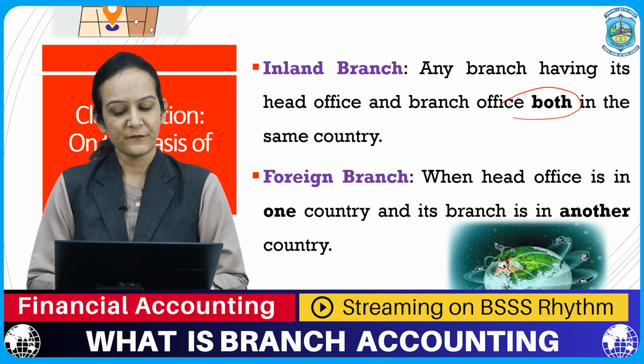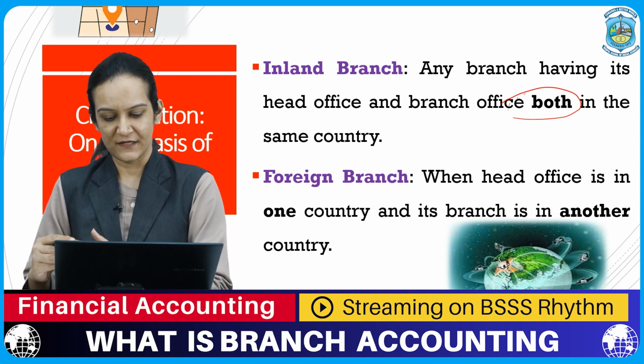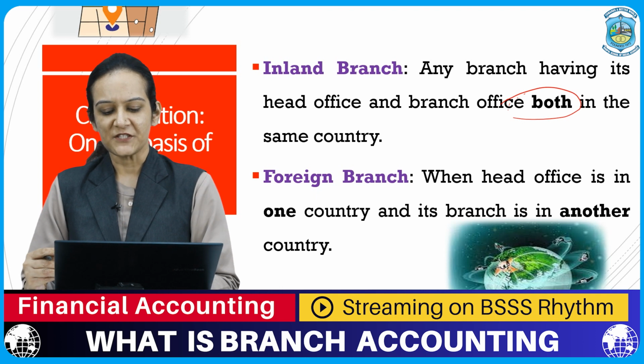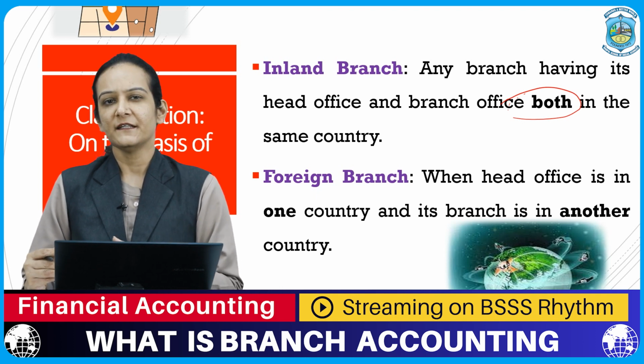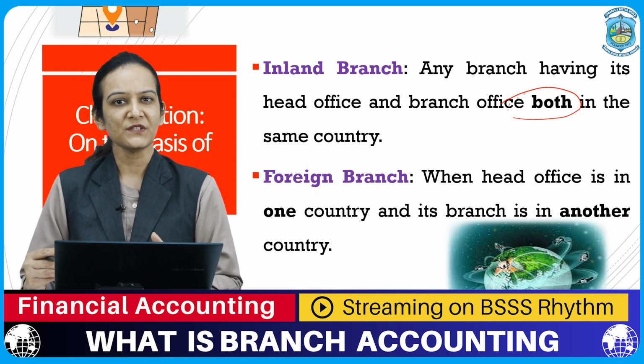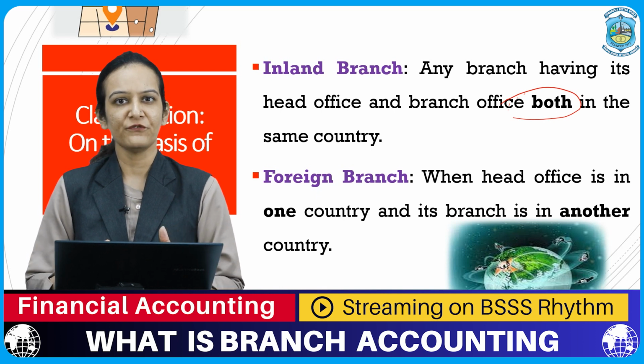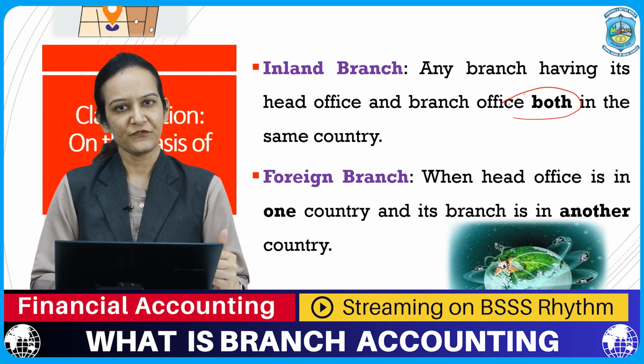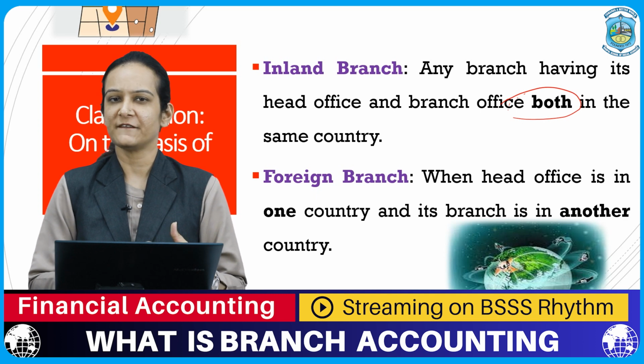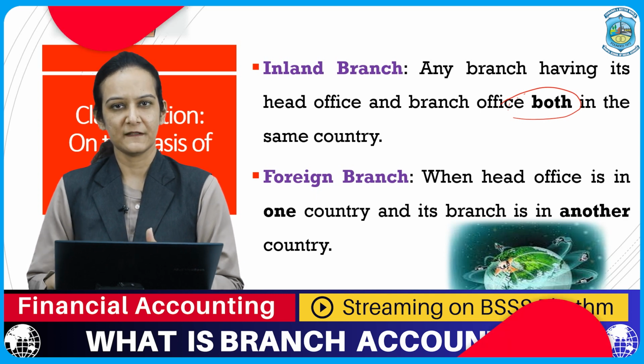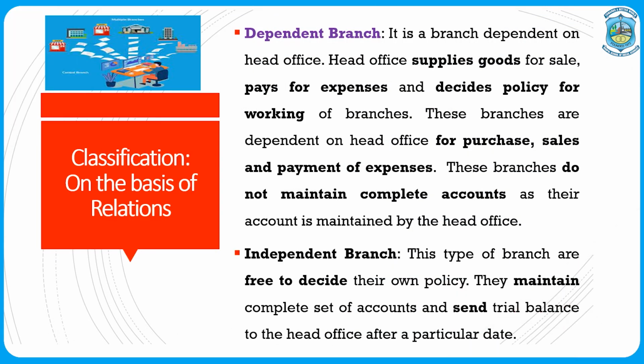And for a foreign branch, the head office is in one country and the branch is in another country. It is globally spread across different nations in case of foreign branch. And in case of inland branch, both the head office and the branches are operating in a single country. Then the inland branches can be classified into two categories, dependent branch and the independent branch.